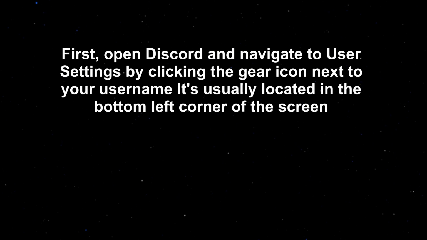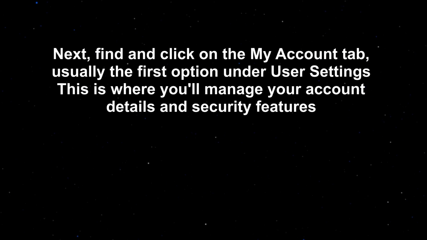First, open Discord and navigate to user settings by clicking the gear icon next to your username. It's usually located in the bottom left corner of the screen. Next, find and click on the My Account tab, usually the first option under user settings. This is where you'll manage your account details and security features.